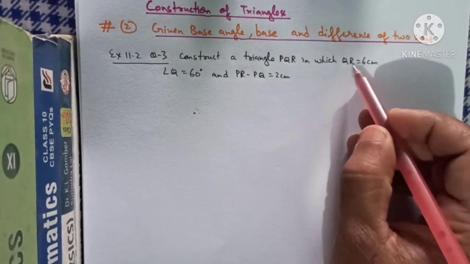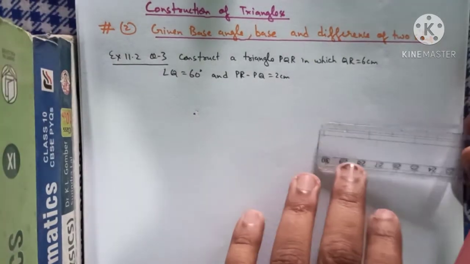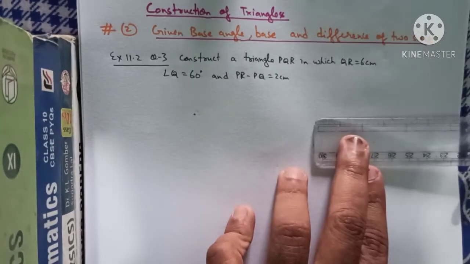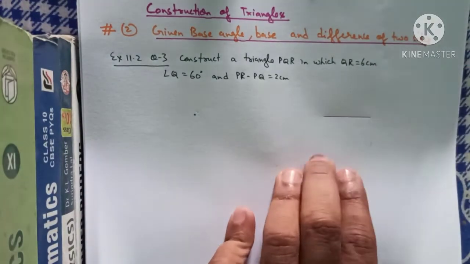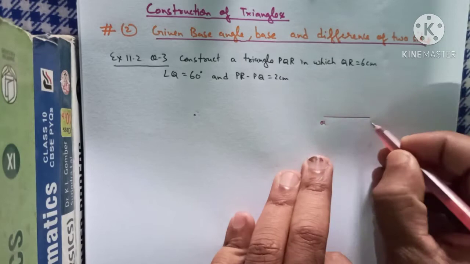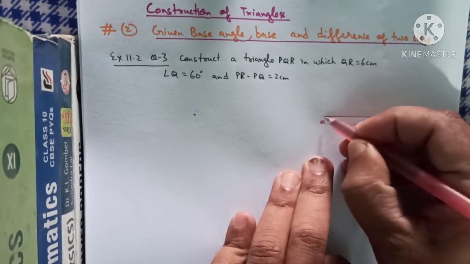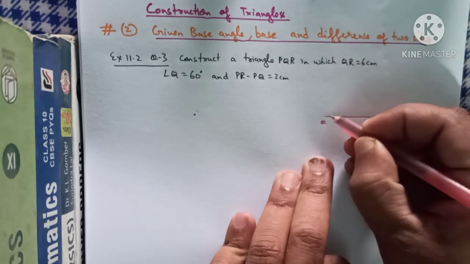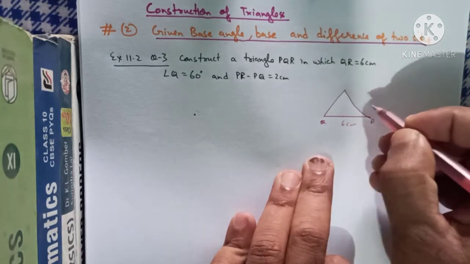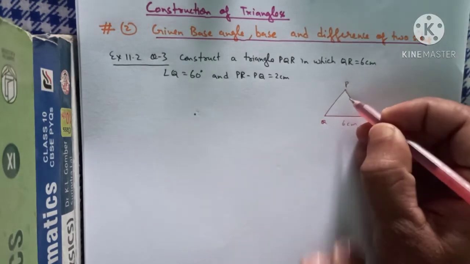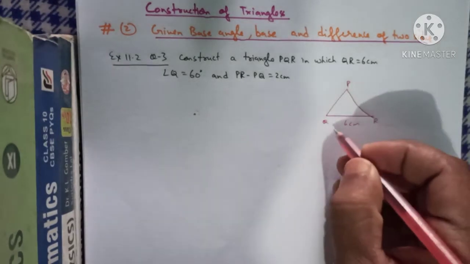The base is given as 6 centimeter. So suppose this is the base of the triangle. The base is given 6 centimeter. So first we will draw base QR, 6 centimeter. Then angle Q we will draw 60 degree. Okay. So that means if we take a triangle, the third vertex P should be here.